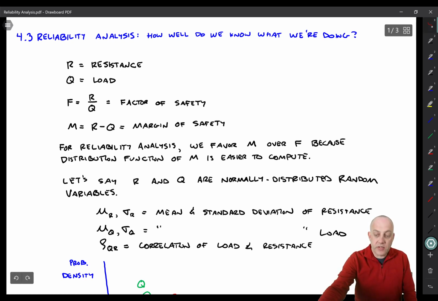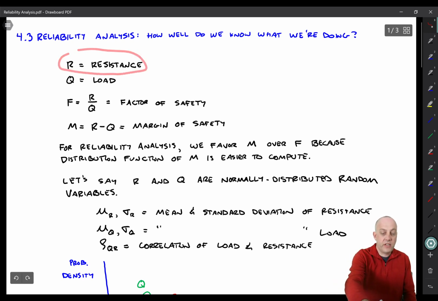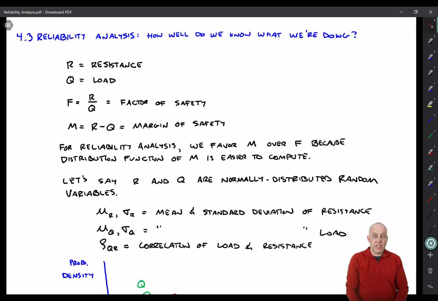So I'm going to use some notation here where we have R is equal to resistance and Q is equal to load. And that resistance and load can be in whatever units are appropriate. In this case, I'm going to do an example problem where the load and resistance are in terms of stress. The load is a driving shear stress or a static shear stress, and the resistance is an undrained shear strength. So we have an equilibrium shear stress and a shear strength that we're comparing.